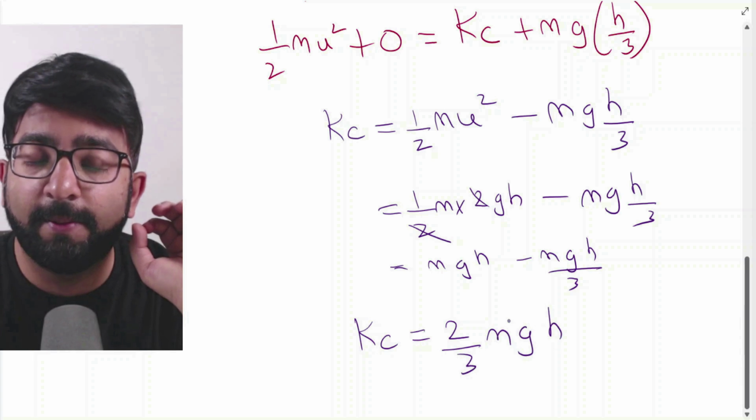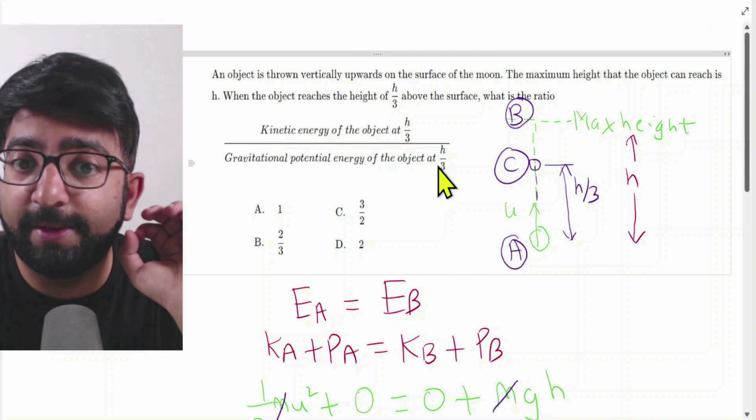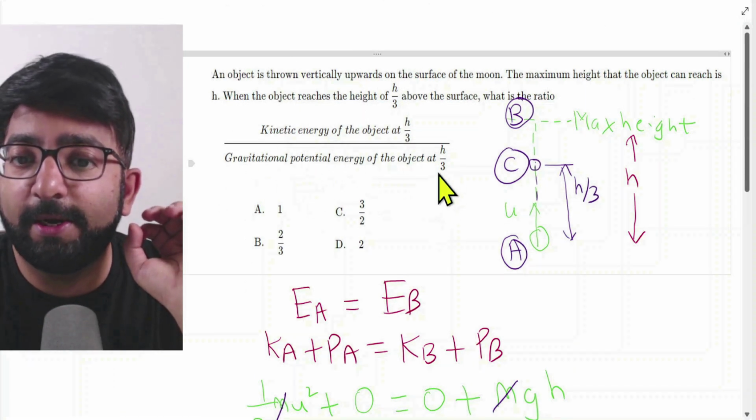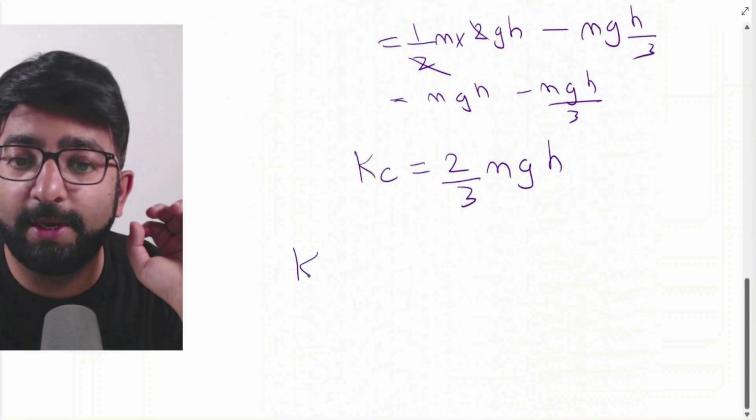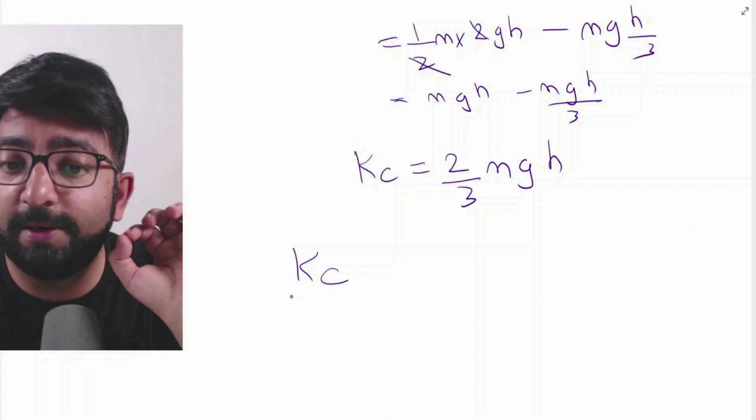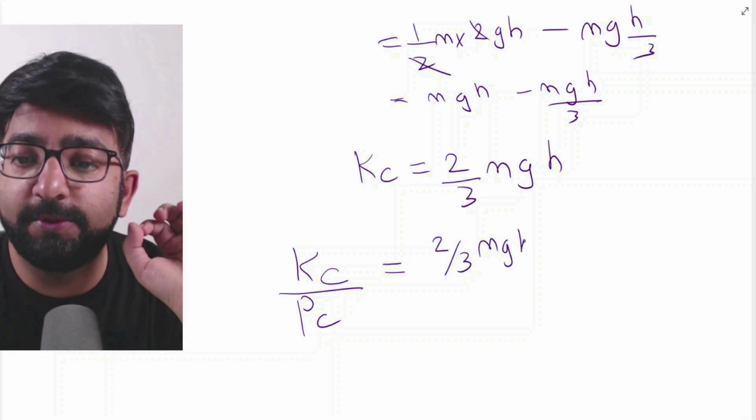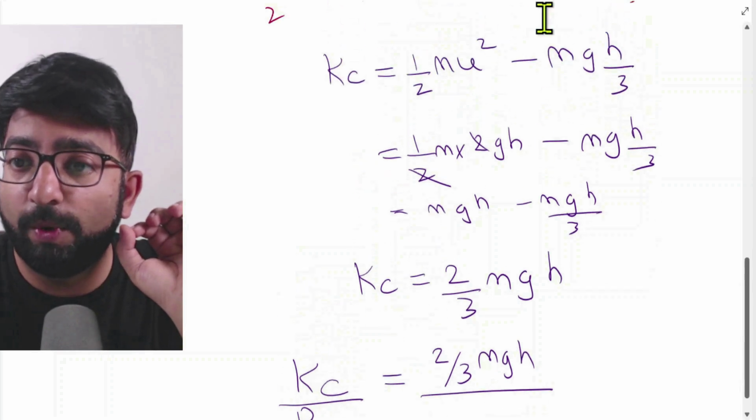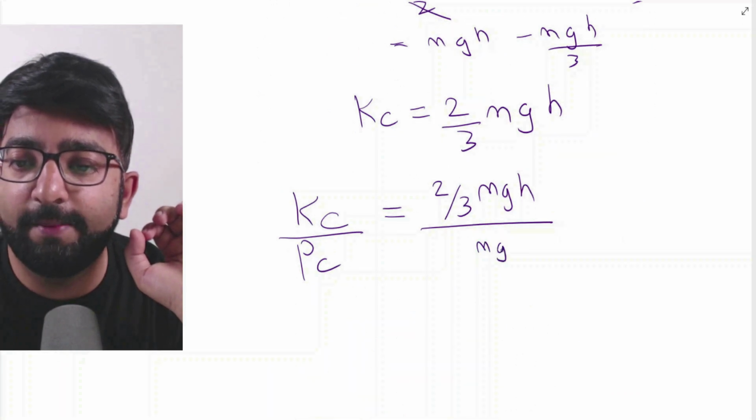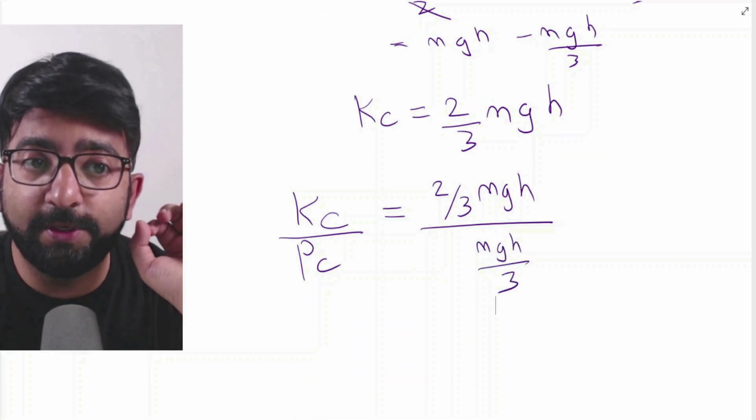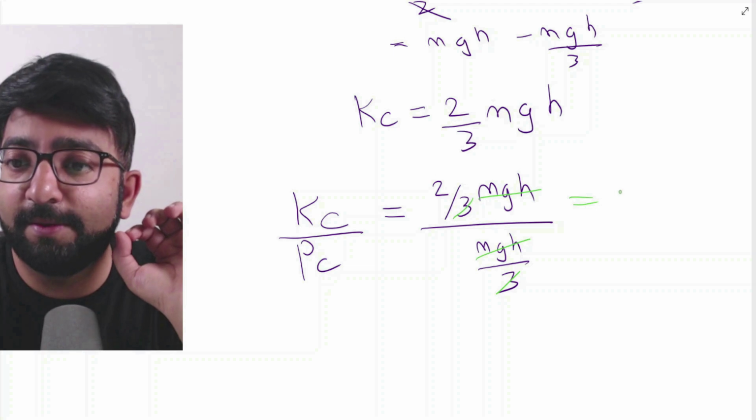Now going back to the question, we were supposed to find the ratio of kinetic energy at h by 3 with the gravitational potential energy at h by 3. So let's write down the Kc we have already found out. Kc is 2 by 3 mgh. We have to figure out the ratio of kinetic energy by potential energy. So kinetic energy we have just calculated is 2 by 3 mgh, and the potential energy at C will be mgh by 3, which we had written earlier. So in the denominator, we will write mgh divided by 3. And now if we just simplify this, mgh gets cancelled out. The 3 also gets cancelled out, and we will get the ratio as 2.